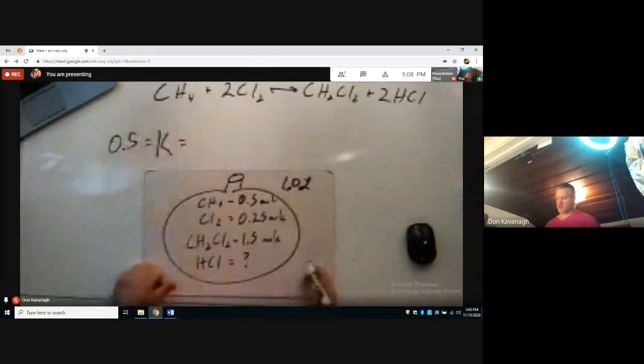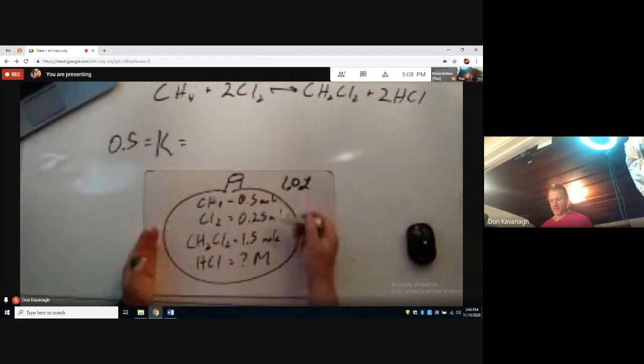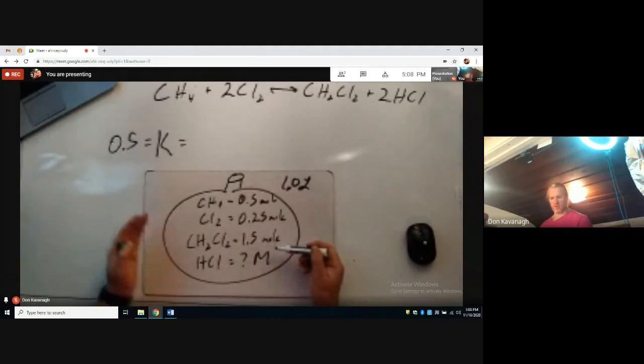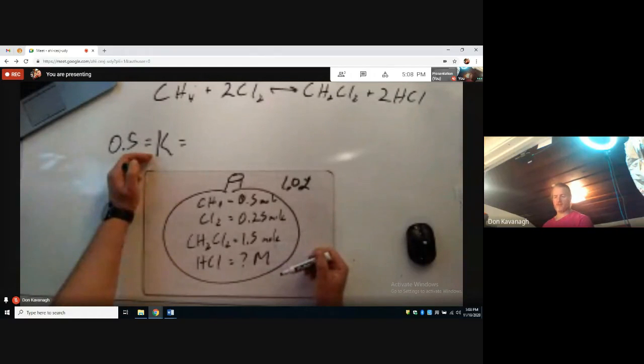What we would like to know or calculate or deduce is what is the molarity or concentration of HCl at equilibrium. This problem, because we know 4 of the 5 variables, we can solve for capital K. We can write the capital K equilibrium expression, plug in the numbers we know, rearrange, and solve for the unknown, or solve for X.